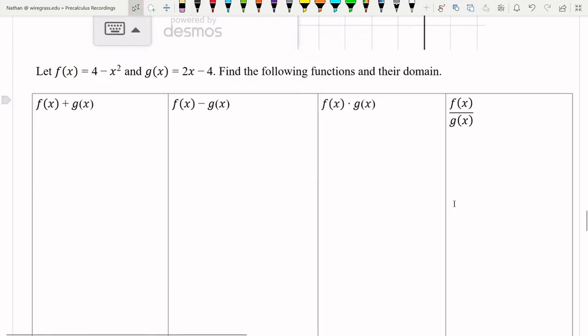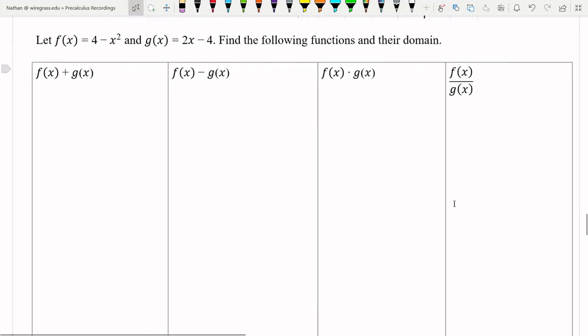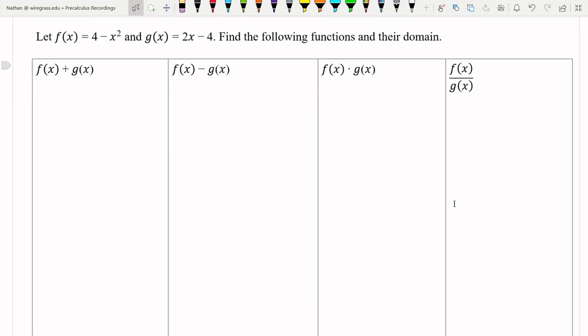In general, let's look at every single one of the basic arithmetic operations that we can do on functions. So we're going to have f of x be a quadratic, 4 minus x squared, and g of x be this linear function, 2x minus 4. So let's go ahead and do the arithmetic and find their domains. So f of x is just 4 minus x squared. G of x is 2x minus 4.